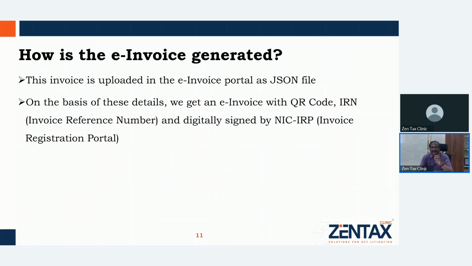So in Tally, as soon as you press generate e-invoice, the software itself converts it into a JSON file and uploads it to the GST e-invoice portal, and then it gets back the IRN and incorporates it. This is how e-invoice generation works. The important things are the QR code and the IRN, and it is digitally signed by NIC IRP. So these three things happen on uploading the JSON file.